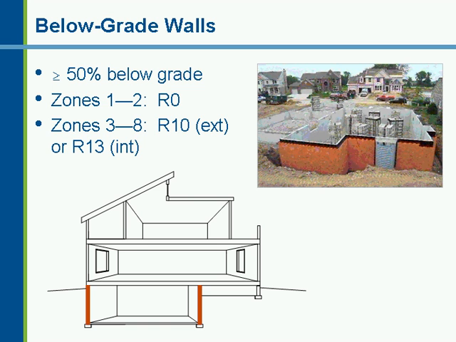Let's move over to below-grade walls. As before, in the older versions of the code, a wall is defined as below grade if more than 50% of it is below grade. And there is no requirement for insulation on those walls in the first two zones. Beyond that, there are requirements, and as Pam mentioned in the table, you can insulate either on the interior or the exterior, and the requirements are slightly different depending on which you choose.